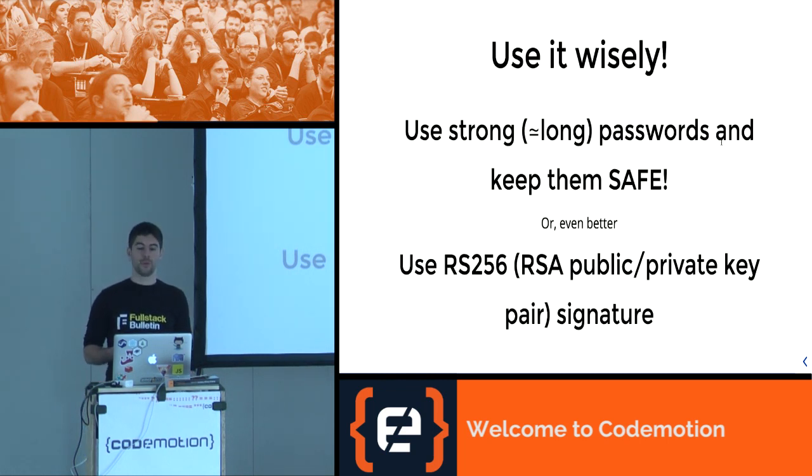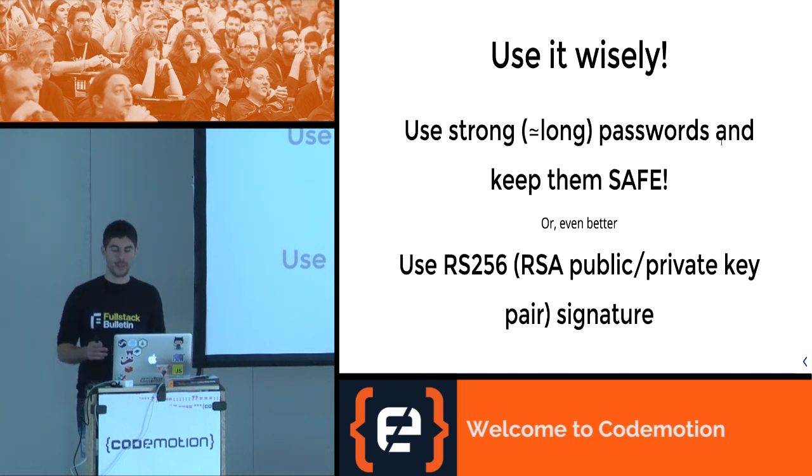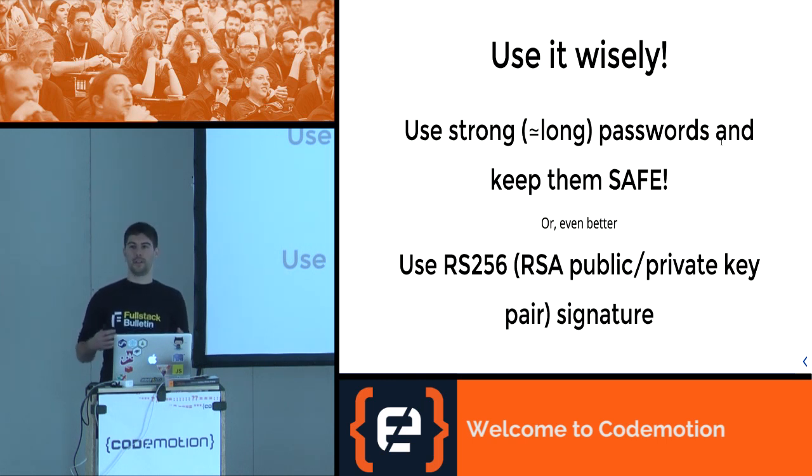For example, you need to use strong passwords, which is almost equivalent to long to some extent, and keep them safe. Of course, Milan is not a strong password, right? It needs to be at least, I don't know, 4 or 5 times longer to be actually safe. But even better, you can use the other signing algorithm, which is RSA 256, which uses 2 different, let's call them passwords. They are actually keys, a private and public key.